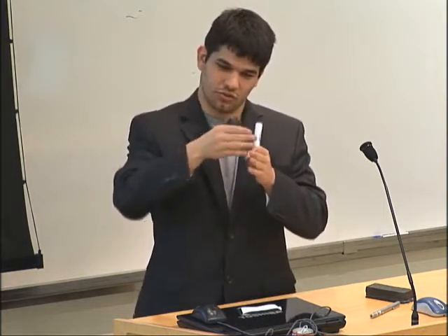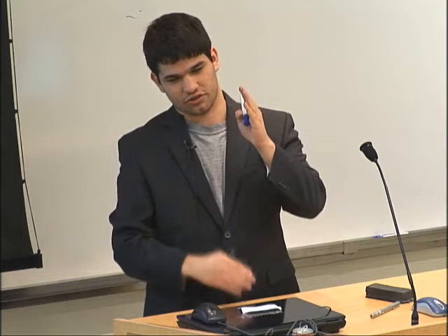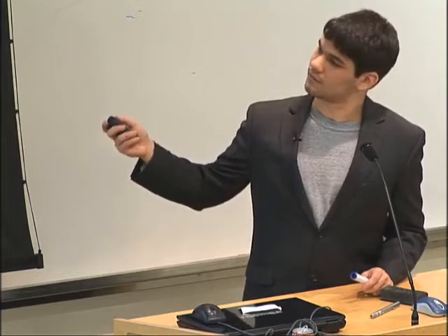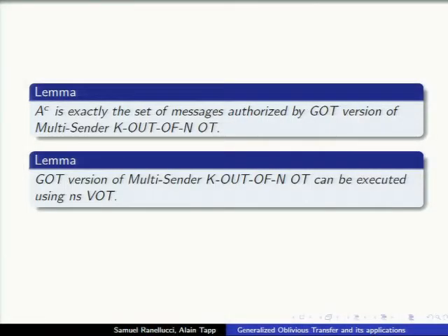Is this clear, how the secret sharing is just linear? You divide the shares. Each share has a row, and then you take each share and reshare it for each column. Okay. Yeah, so you can see that the GOT version is correct. Now we have to take this protocol, which only has one sender, and make it so that there are many senders instead of just one.